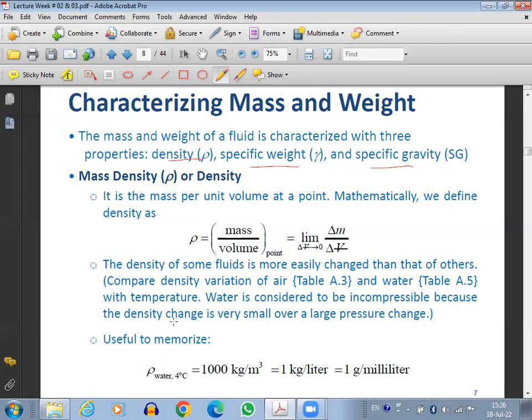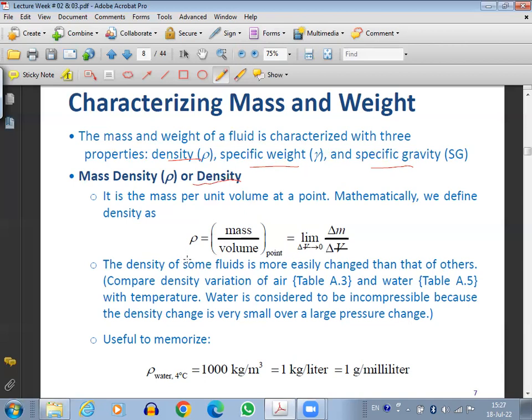So you have an object which has a density of 44, and another object has a density of 45 kg per meter cube. Which one will be heavier? 45, since 45 is greater than 44. That means the one which has a higher value of density must be heavier. So whenever we say mass density, we are actually referring to the heaviness of a substance. How heavy is something compared to the other?